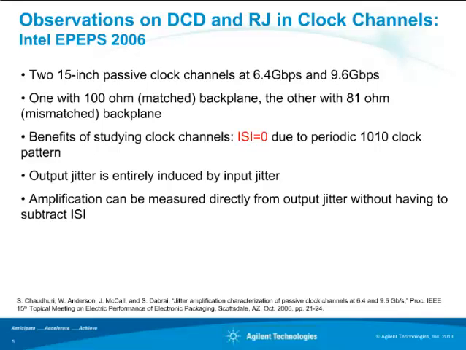I want to point out that the benefit of studying a clock channel is that the ISI is 0 due to the periodic 1010 clock pattern. Therefore, output jitter is entirely induced by the input jitter. Also, the amplification can be measured directly from the output jitter without having to subtract the ISI.